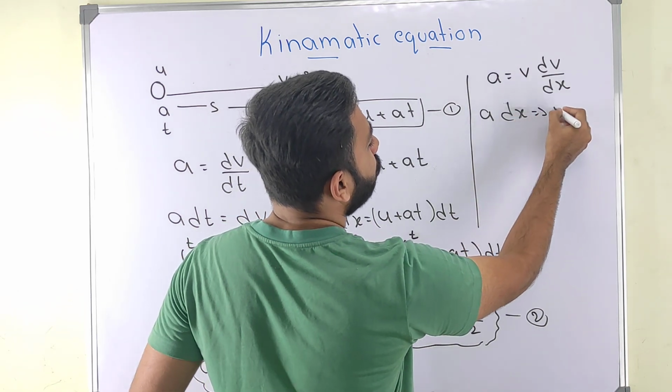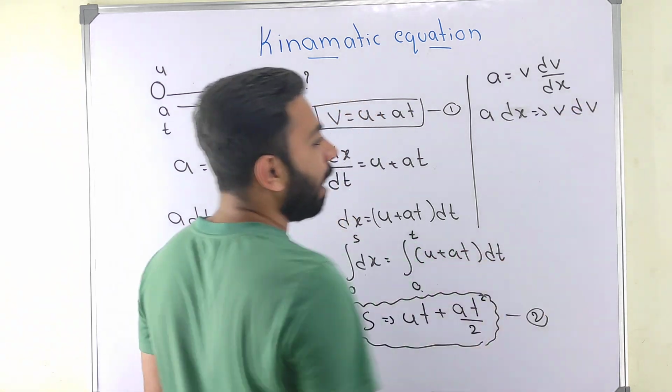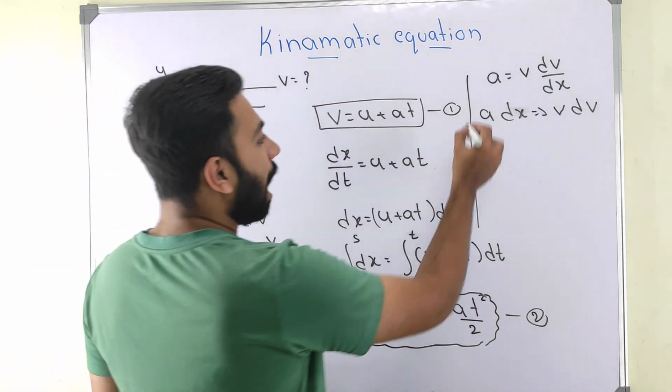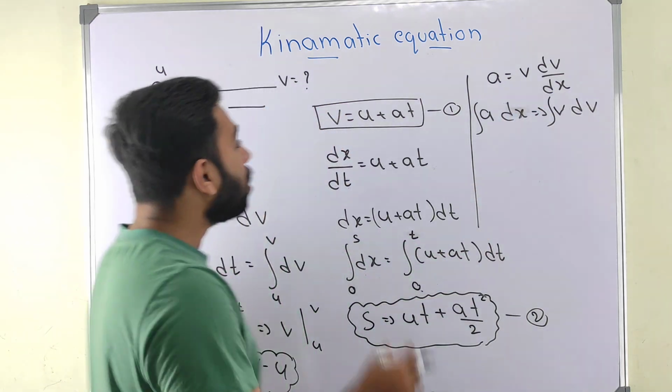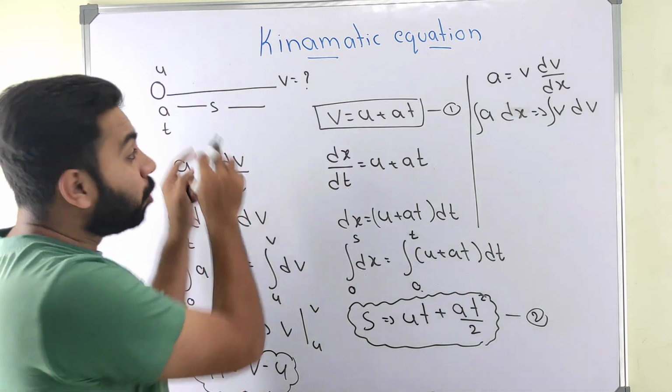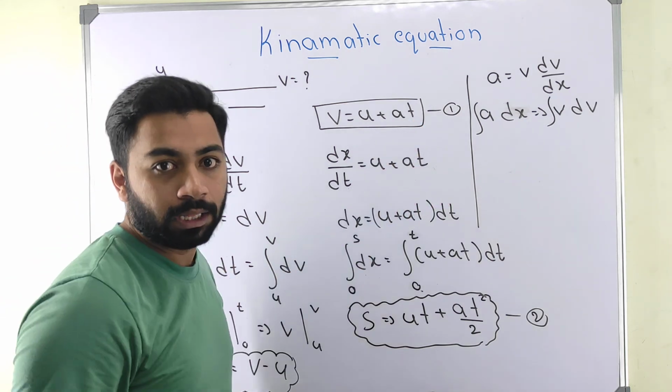dx = v dv. Fine. Now I will integrate these terms. Why will I integrate this term? Because we are moving from one point to another point. To get the entire values, we need to integrate only.